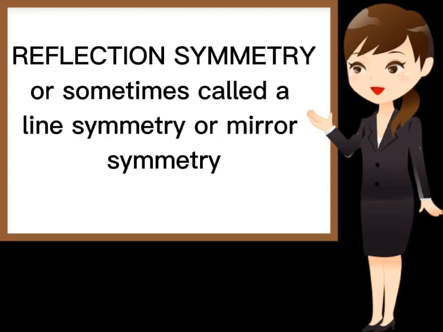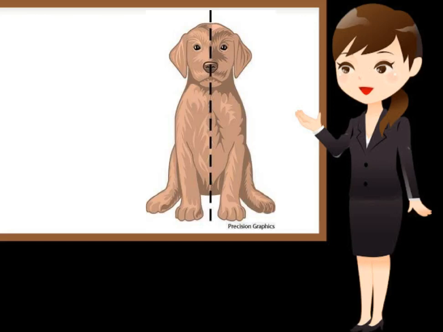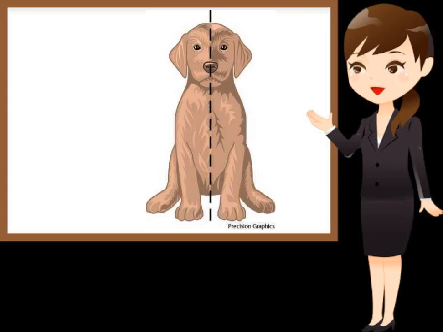Symmetry. Reflection symmetry is sometimes called line symmetry or mirror symmetry. For example, in a picture of a dog, her body is perfectly symmetrical. Each side of the line is perfectly the same.